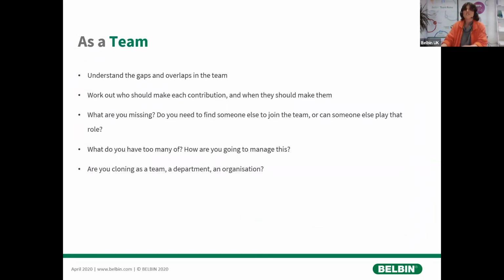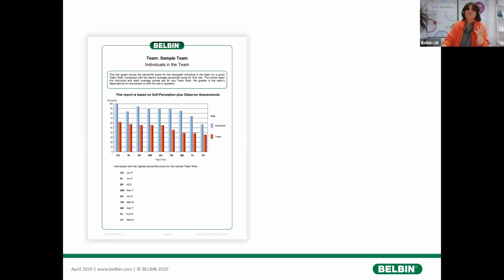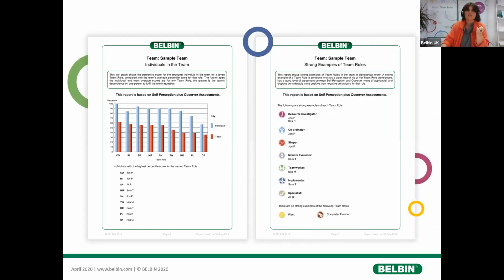And as a team, you need to understand the gaps and the overlaps. Who should make the contribution and when should they make them? What are you missing? Do you need to find somebody else for the team? What have you got too many of? And are you cloning? Are you tending to recruit like-minded people for your team? We need to find out what is the team role distribution. We need to find out what are the averages and who is that individual who's going to show that team role more than anybody else? Where are those strong examples?